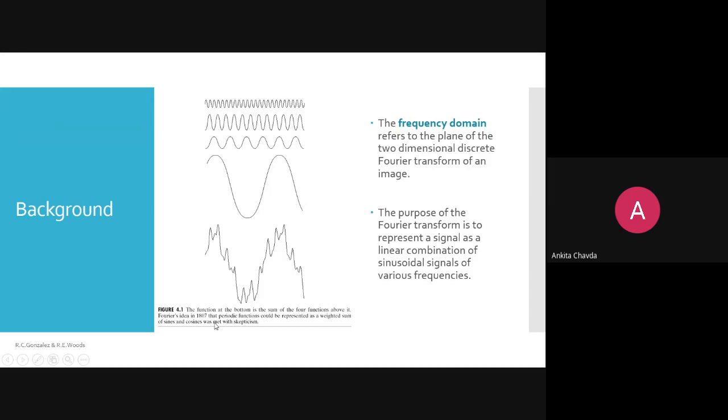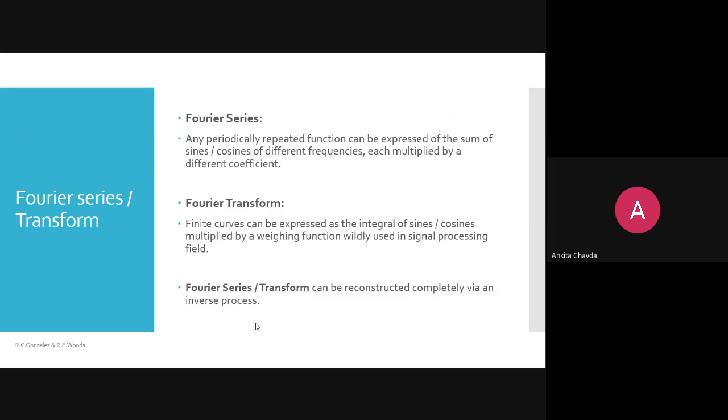Fourier's idea in 1807 was that periodic functions could be represented as a weighted sum of sines and cosines. This was found by Joseph Fourier, whose idea was the Fourier transform and the Fourier series. Because of him, you are learning this. So what is the Fourier series? Any periodically repeated function can be expressed as a sum of sines or cosines of different frequencies, each multiplied by a different coefficient. That is known as the Fourier series.